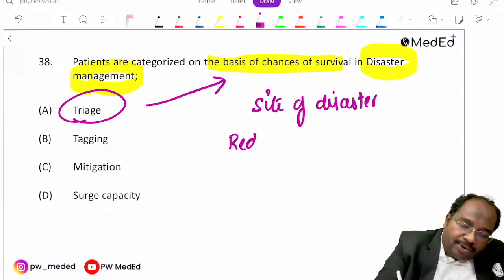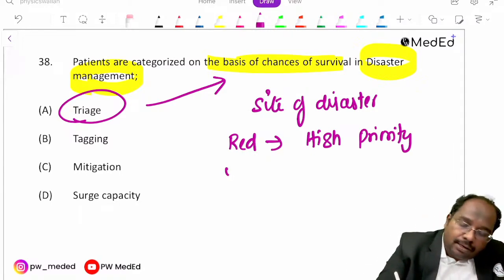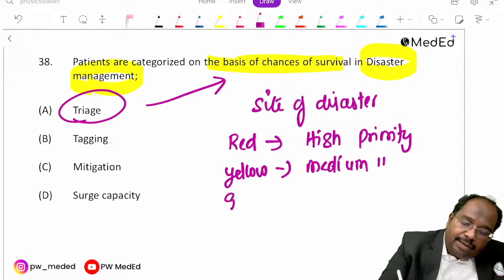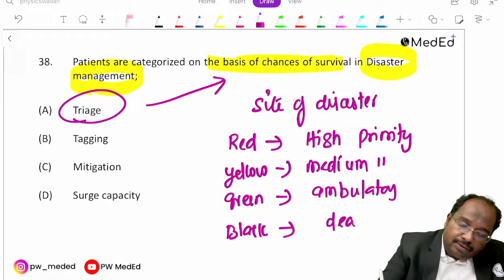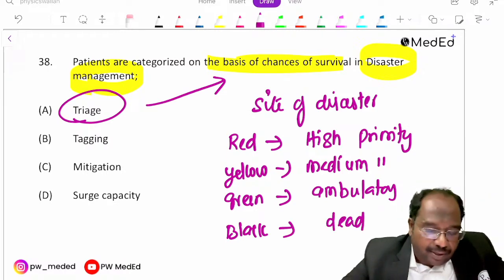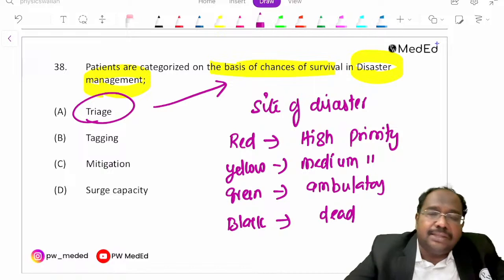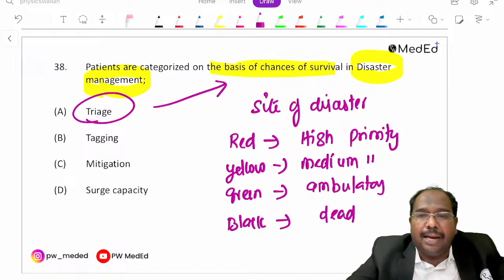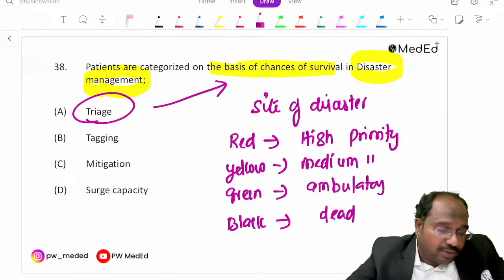If you classify them, red means high priority. Yellow means medium priority. Green means ambulatory. Black means dead, actually dead. This is a question repeated multiple times. So where will you do the triage? You have to do it at the site of disaster. Red means high priority, yellow medium, green ambulatory, black is dead. Recently, last year, this question was also asked in the NEET exam.